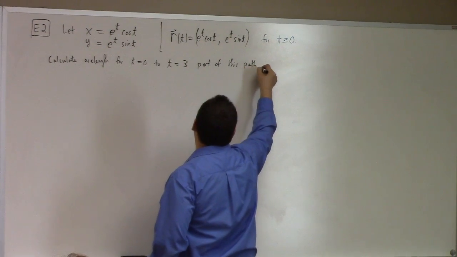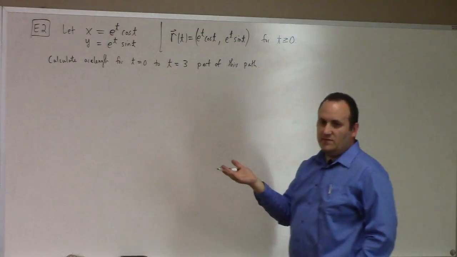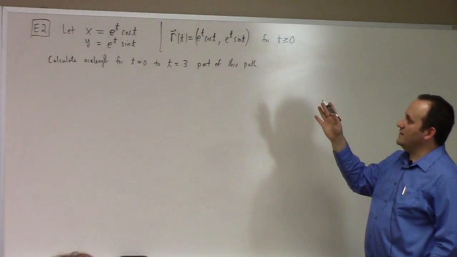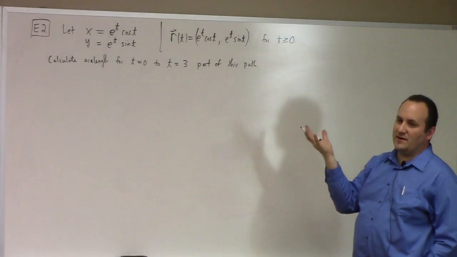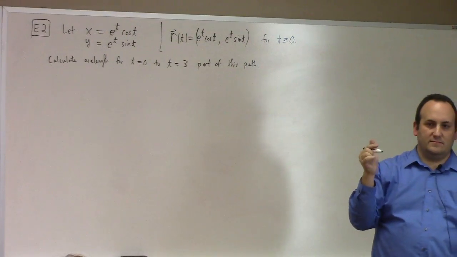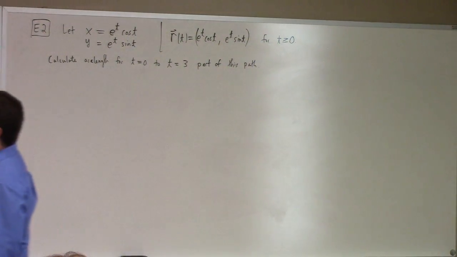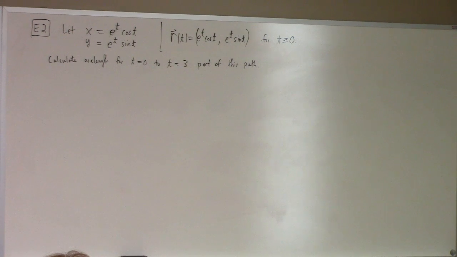Path, say. Do you guys know what this path is? If you think of e to the t, think about the previous example. It's like I'm replacing r with e to the t. So if you fix r, you get a circle. What happens if you take a circle and then you allow its radius to change?